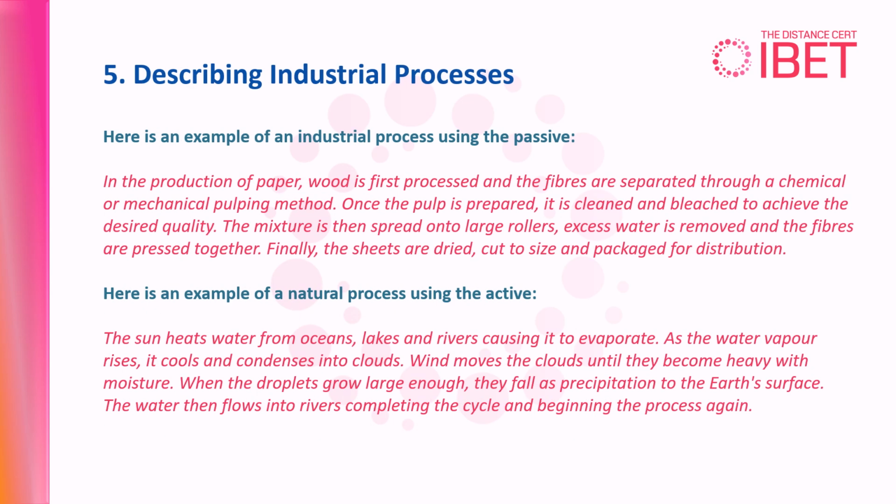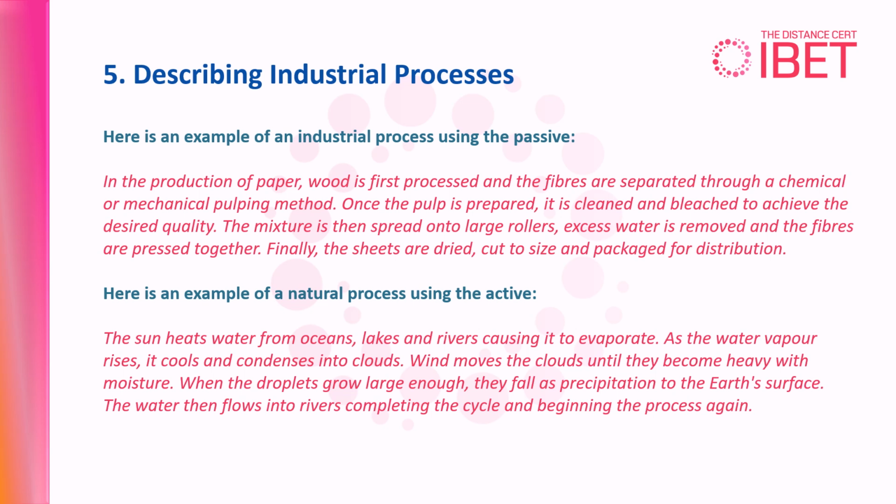Number 5. The passive is used to describe industrial processes. This keeps the focus on the process itself rather than the individuals performing each step, which is common in industrial descriptions. Here is an example of an industrial process using the passive.